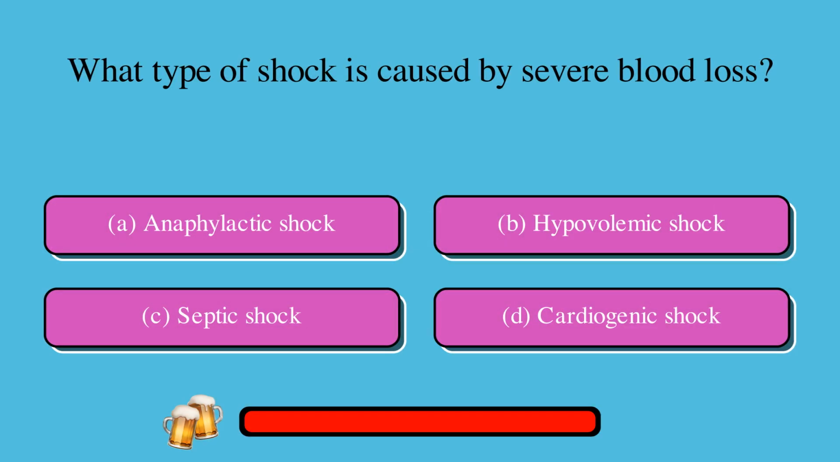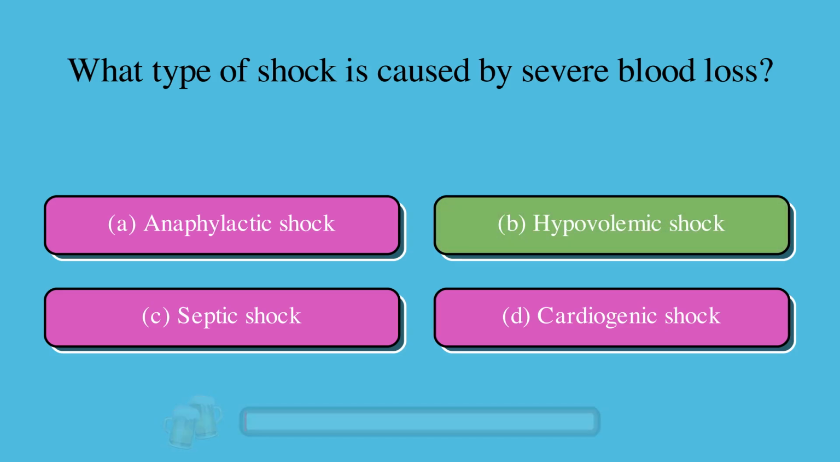What type of shock is caused by severe blood loss? A. Anaphylactic shock, or B. Hypovolemic shock, or C. Septic shock, or D. Cardiogenic shock? The correct answer is B. Hypovolemic shock.